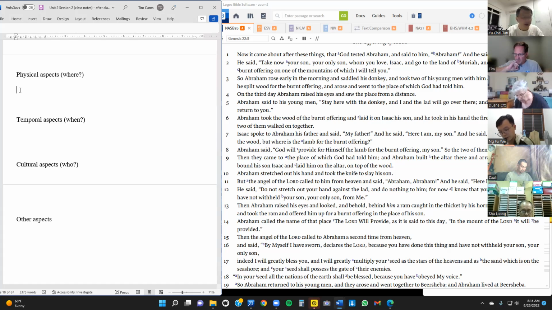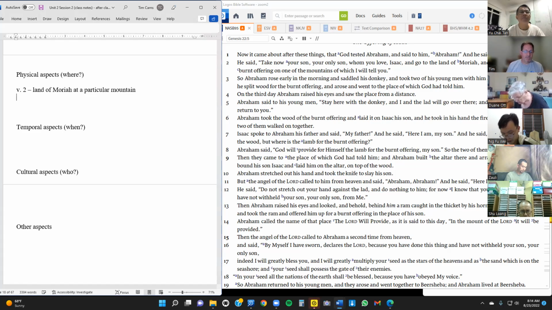The land of Moriah. Okay. And then we want to note the verses where we find that. Verse 2. Okay, verse 2. And then it's one of the mountains. Yeah, at a particular mountain. Okay, now does the whole story take place in the land of Moriah?